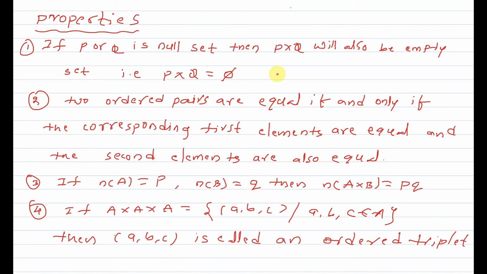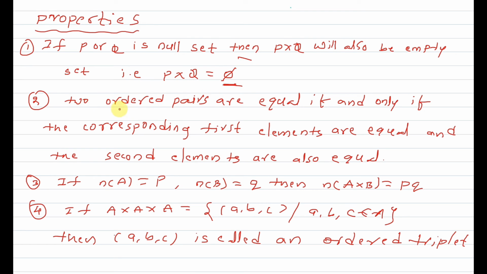Okay, dear students, next we will discuss the properties. The first one is: if P or Q is a null set, then P cross Q will also be an empty set. If any set P or Q is a null set, that is an empty set, then the Cartesian product P cross Q is also an empty set or null set. This is the first property of Cartesian products.